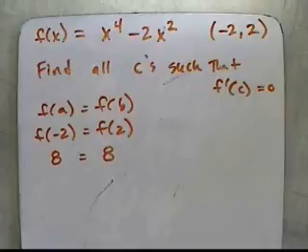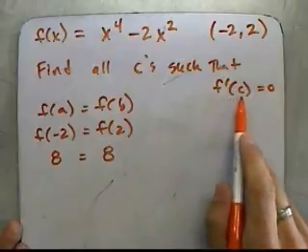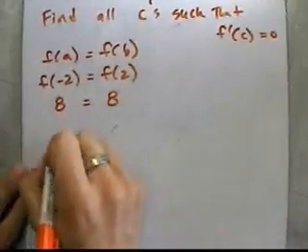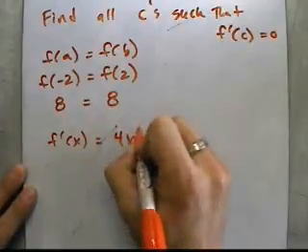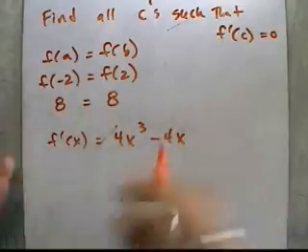Now I want to find all the c points such that in between there, the derivative is going to equal 0. So let's go ahead and find the derivative of this guy. The derivative of f of x is going to be 4x to the third minus 4x.